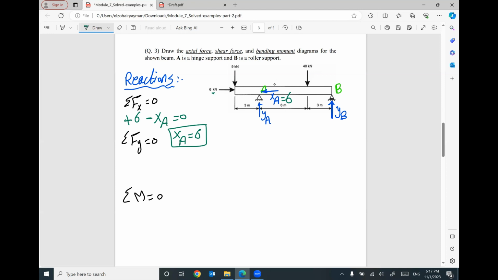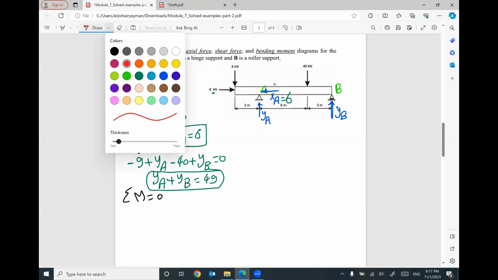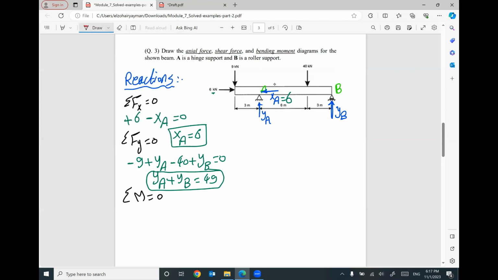Looks good. Summation f of y equals 0. We have negative 9. We have positive YA. We have negative 40. We have positive YB equals 0. So I can say YA plus YB equal 49. I'm gonna take moment at point A. I'm gonna assume my clockwise rotation is my positive.